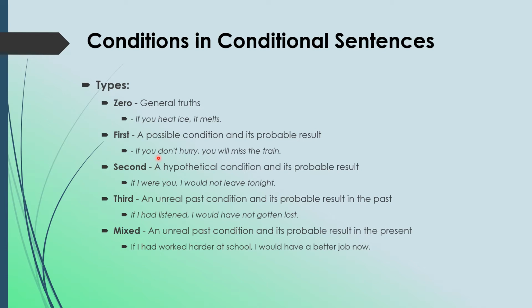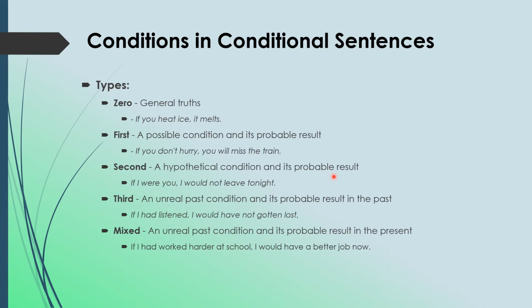And then second conditional is a hypothetical condition and its probable result. If I were you, I would not leave tonight. So that means it is pretty unreal, a hypothetical condition. I am not you and you are not me. So that is pretty hypothetical, and so the result is probable as well.